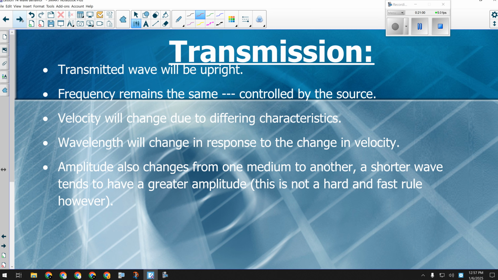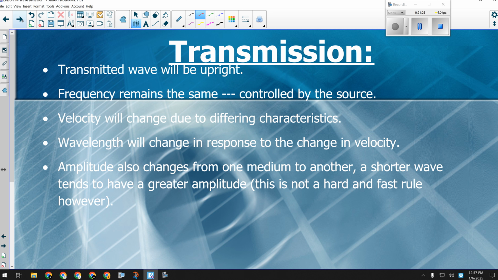We know the frequency will remain the same. That can't change. That's controlled by the source. We know that the wavelength and the speed will change in response to each other. So if the wave travels slower, the wave will get shorter. If the wave travels faster, the wave will get longer.